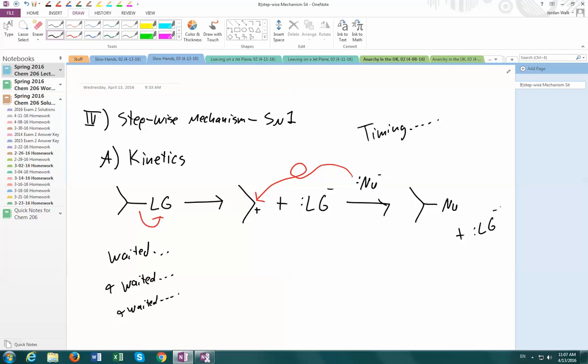Which step, this first or this second step, do you think is going to take the longest? Yeah, it's going to be a whole lot easier for this carbocation to go on and react with a nucleophile than it is to form the carbocation. And so what that means is that our rate determining step is going to be this first one. And that's kind of the important thing about the SN1 reaction, as we'll see.